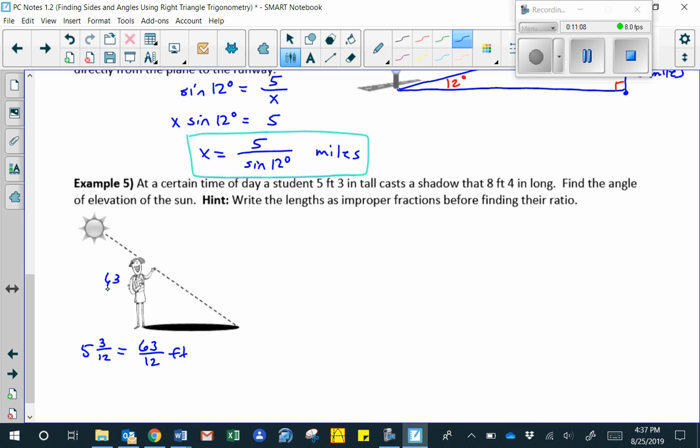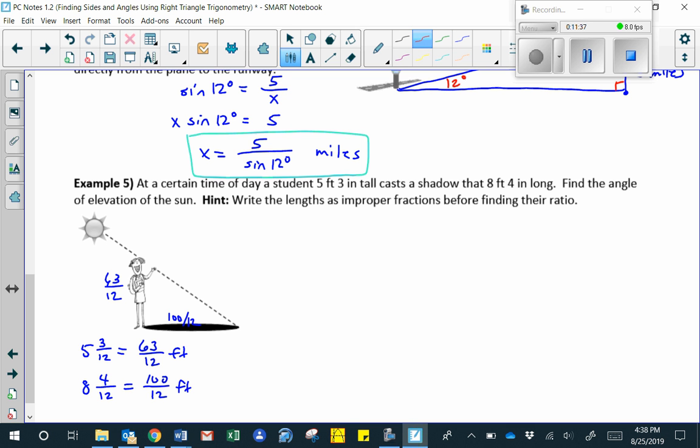So her height is 63/12. And then the shadow is 8'4", which is 8 4/12. 12 times 8 is 96, plus 4 is 100. So we've got 100/12 feet. So her shadow is 100/12 feet long.